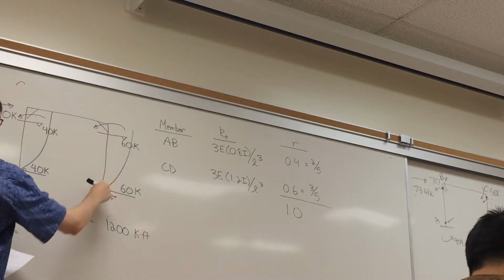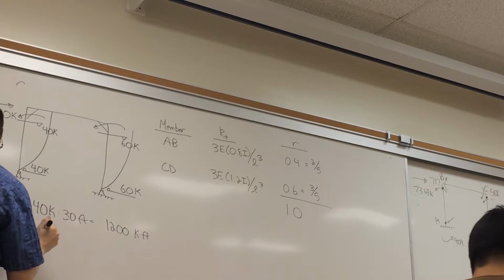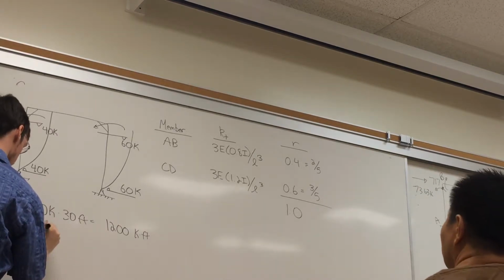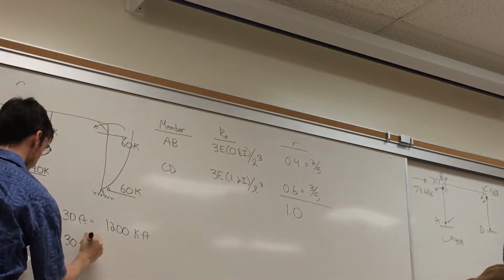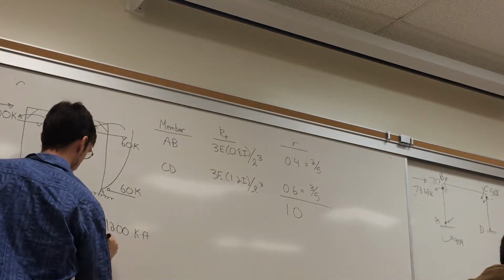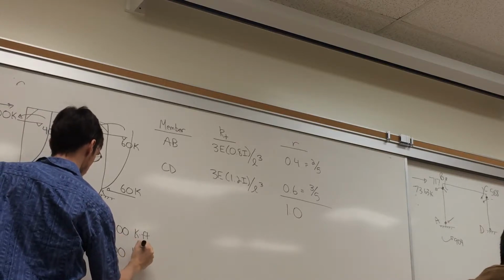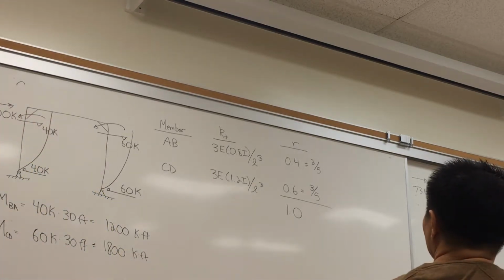The moment at C, the moment at the top there, is 60 kips times 30 feet, or 1,800 kip feet.